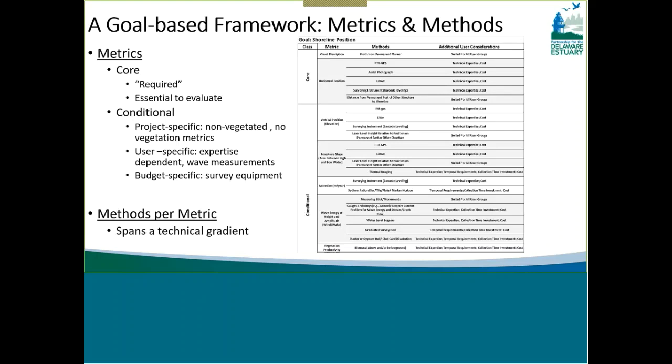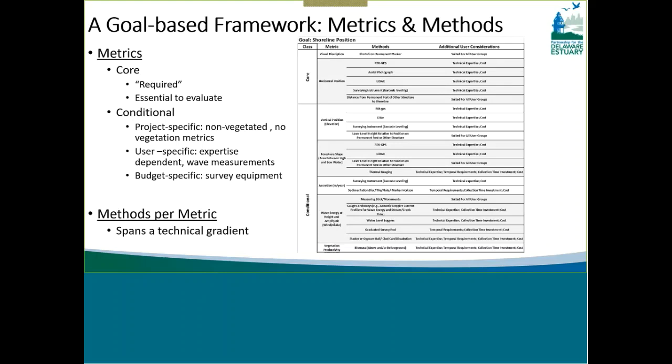So some living shorelines, a lot of them, are going to have vegetation components. Well, if you're doing a living shoreline that doesn't, you probably don't need to put any metrics in that look at vegetation components, right? But some could also be user-specific. There might be certain types of metrics that are just, by nature of what they are, tough, like wave energy, height, or amplitude. Those can be a little tougher, and maybe as a user you don't feel that you have the expertise or the way to do that.